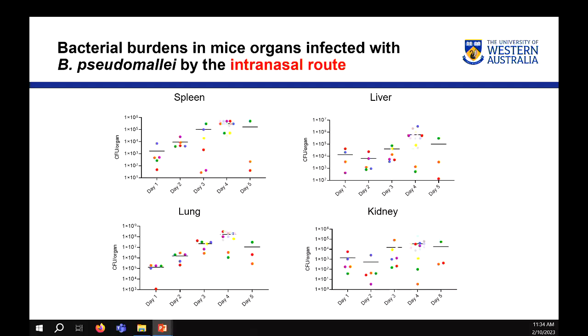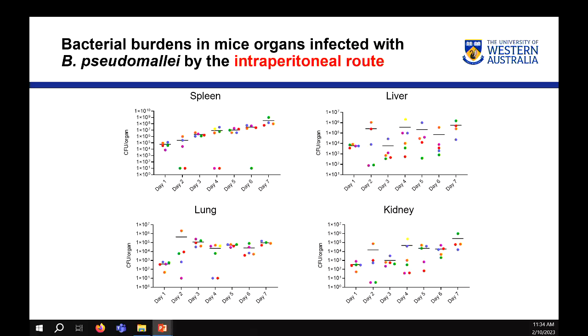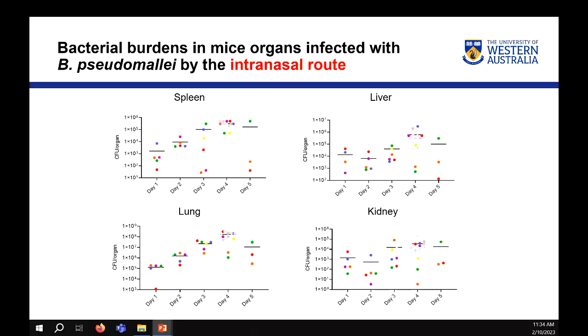And we saw a similar sort of thing by the intranasal route. And what we did see with the intranasal route was, look at what happens in the lungs. You see a nice level of bacteria, and you see that increase that you do with the spleens. So the two organs that show the most really are the spleen and the lung.